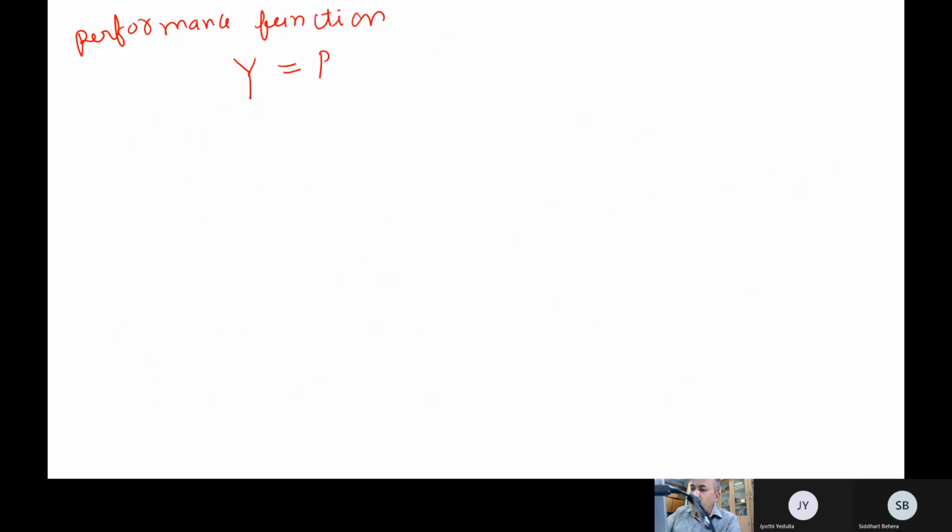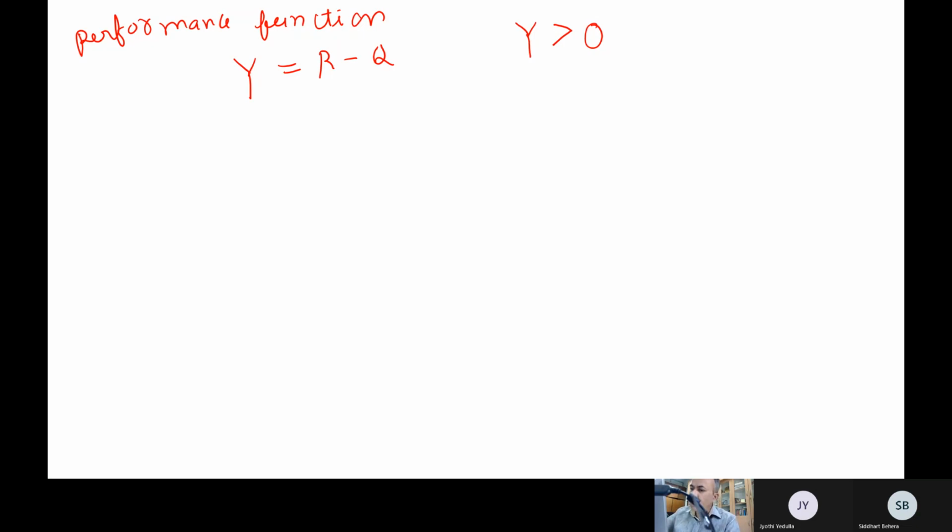Or if you write R minus Q, so when you can say that the structure is safe, R is resistance and Q is the load. So we say that our safety is governed by Y, which should be greater than 0. Then only we can say that our things are fine.